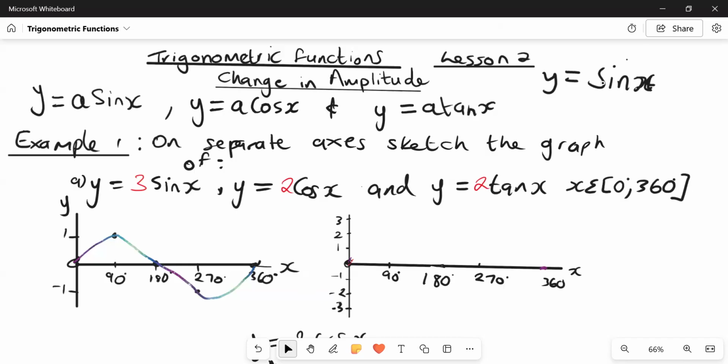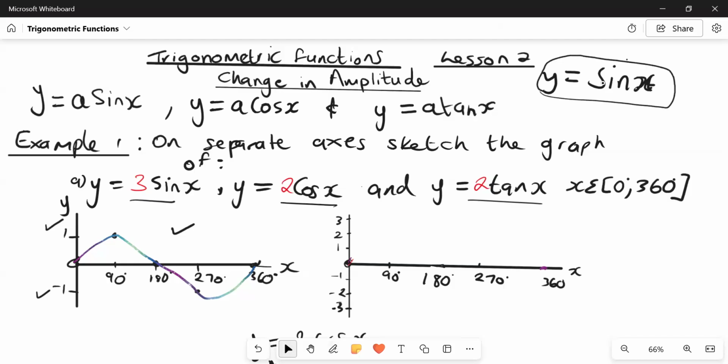So example 1: on separate axes, sketch the graph of y equals 3 sine x, y equals 2 cos x, and y equals 2 tan x, where x is an element of 0 to 360, the restriction, right? So obviously you have to start from the original graph, where you have your maximum as 1 and then minimum as -1, right?